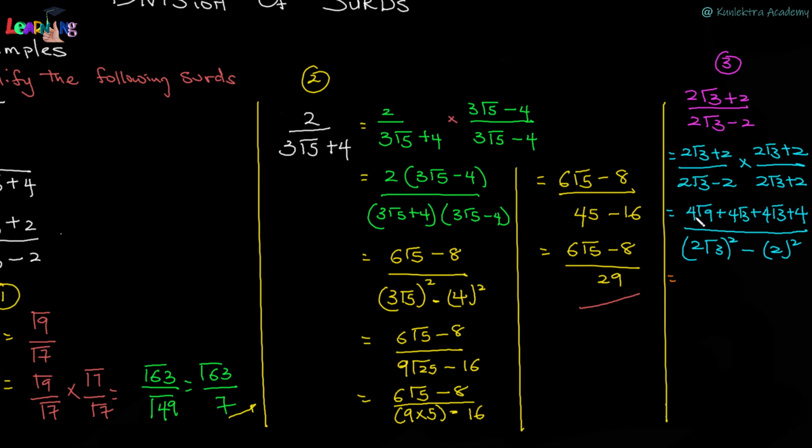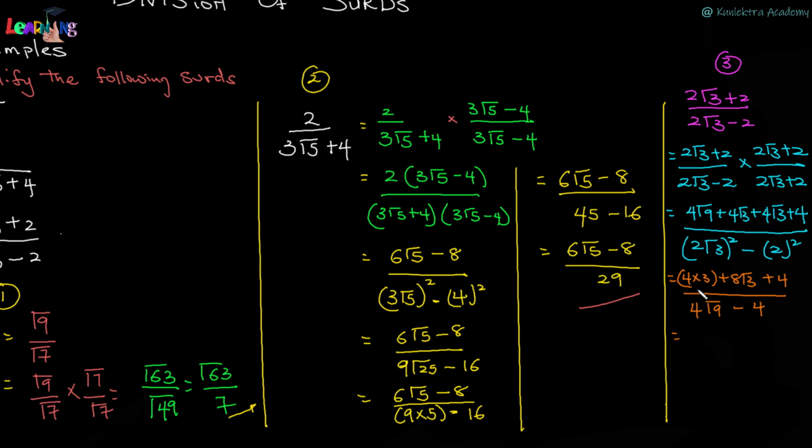Now you have this is 4 root 9. What is the square root of 9? 3. That is 4 times 3. This is 4 root 3 plus 4 root 3. That is what? 8 root 3. It's like 4 mangoes plus 4 mangoes, it's 8 mangoes. So 8 root 3 plus 4 over, this is 2 root 3 all squared, which will give us 4 root 9 minus 4.